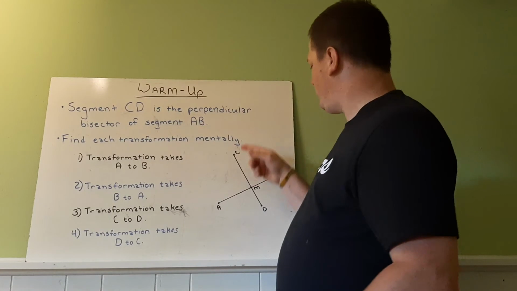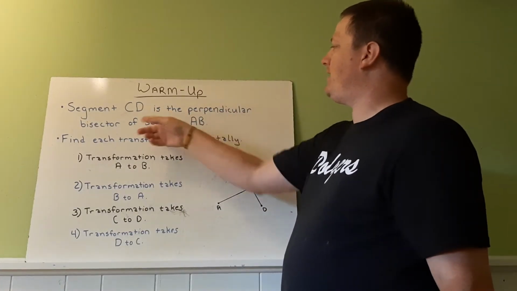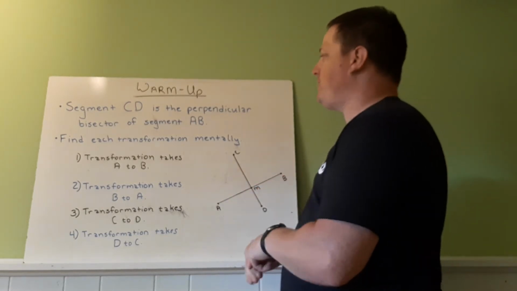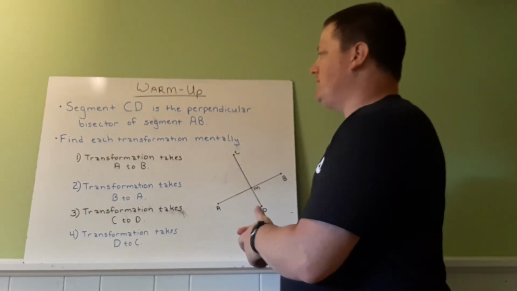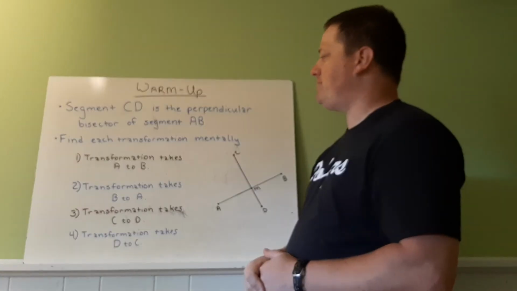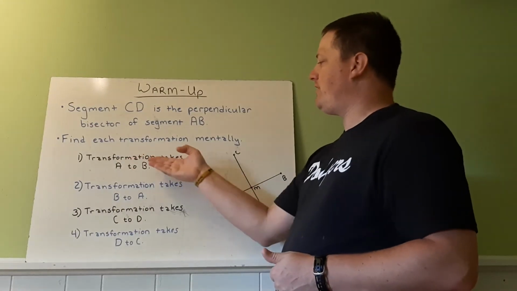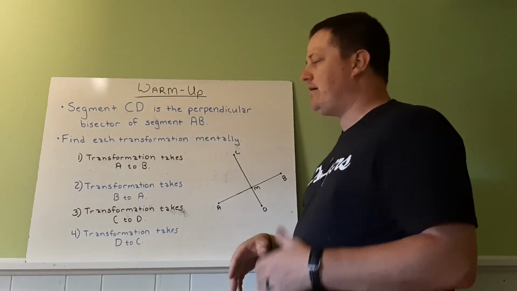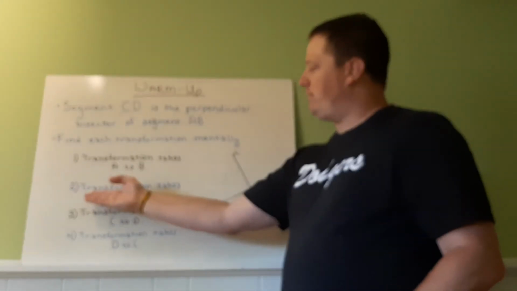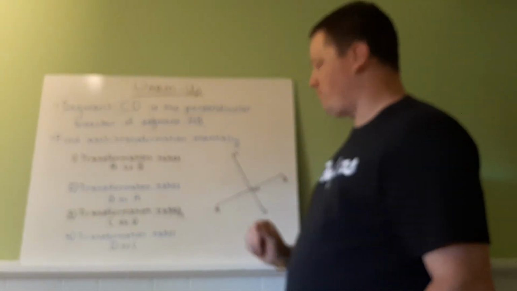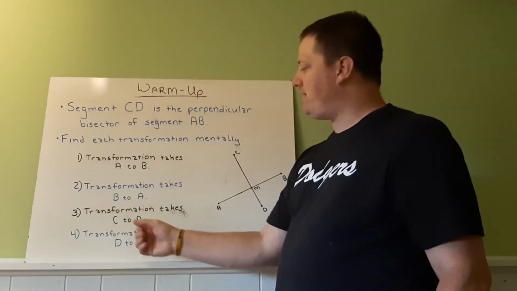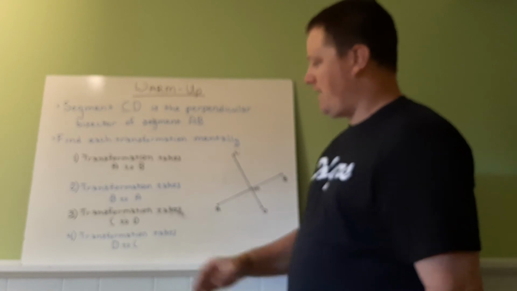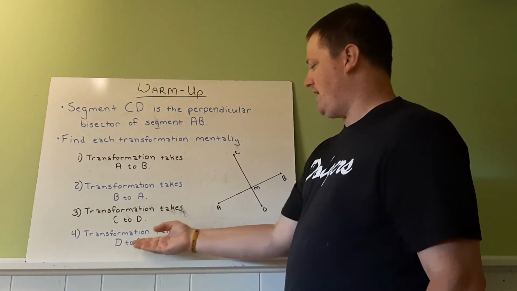So we have segment CD, which is the perpendicular bisector of AB. So AM and MB are the exact same size, and they make right angles. Find each transformation mentally. So a transformation that takes A over to B. So how can we move A to B? Then we want to do the transformation that takes B over to A. We want to then do the transformation that takes C down to D, and the opposite, the transformation that takes D up to C.